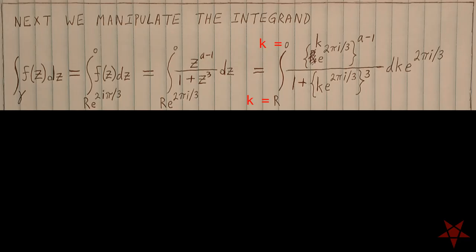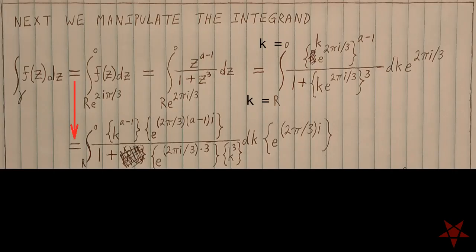From here we can make substitutions into the path integral for little gamma. Updating the bounds of integration via the formula for k in terms of z gives us an integral that flows from capital R to 0. We then make similar substitutions for z and dz. The result, which we will simplify momentarily, is an integral of a single variable k.